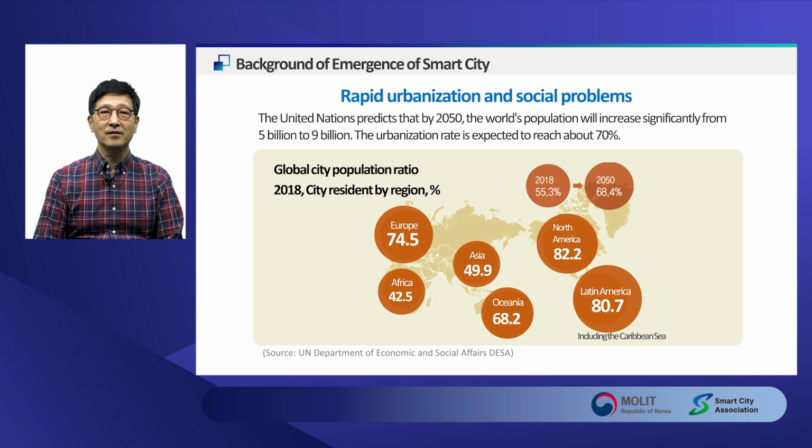The global urbanization rate was 50% in 2018 and is expected to reach 70% in 2050. In the case of Korea, the urbanization rate, which was around 30% in the 1950s and 1960s, has soared to over 90% today.